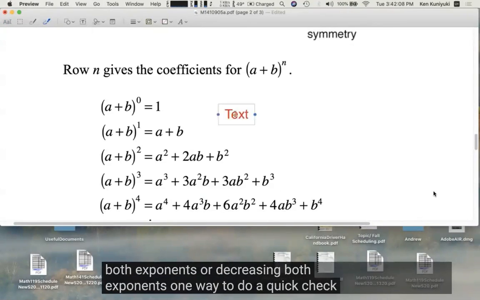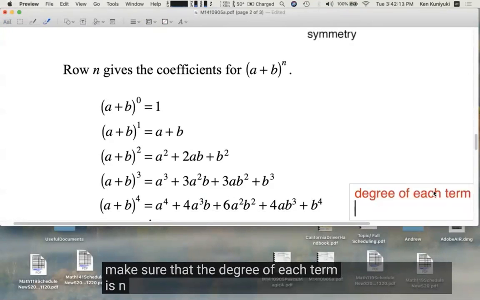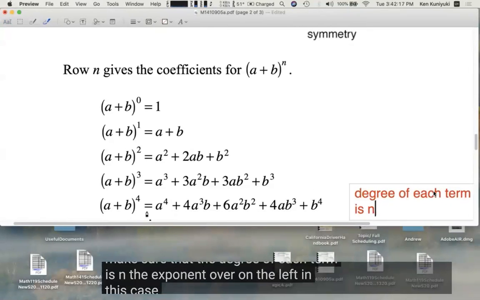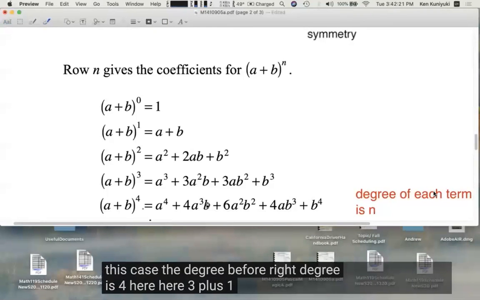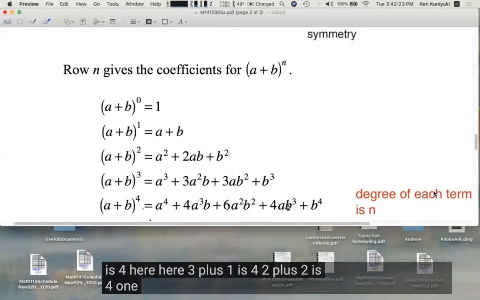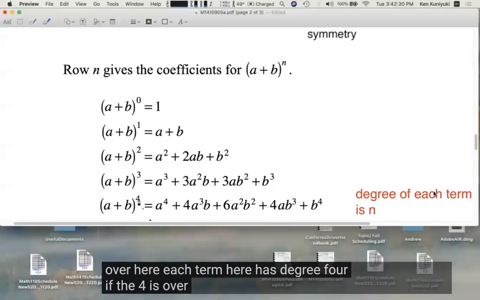One way to do a quick check: make sure that the degree of each term is n, the exponent on the left. In this case, the degree would be 4, right? Here, 3 plus 1 is 4. 2 plus 2 is 4. 1 plus 3 is 4. Each term here has degree 4 if the 4 is over here.